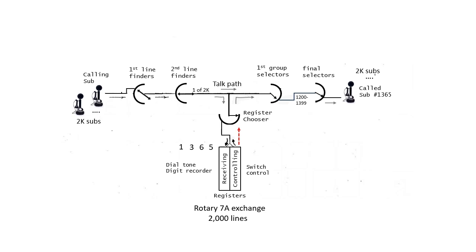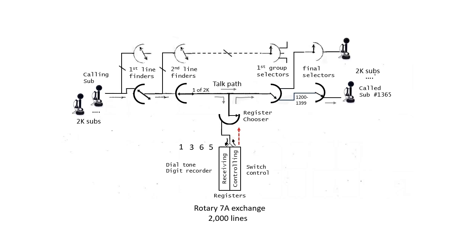Not surprisingly, there are more line finder and selector switches than the ones shown here. There are actually more than 1,000 switches forming a mesh or fabric of switches just for a 2,000 line exchange. Imagine the complexity of a 20,000 line system with maybe 1,500 simultaneous conversations.